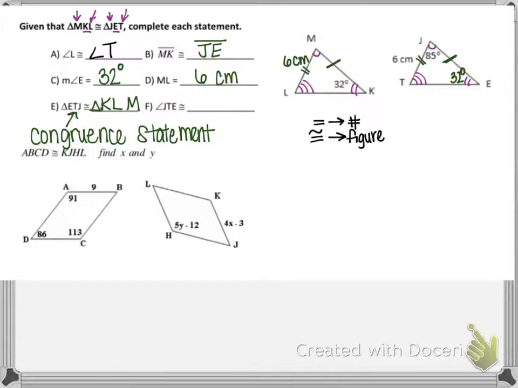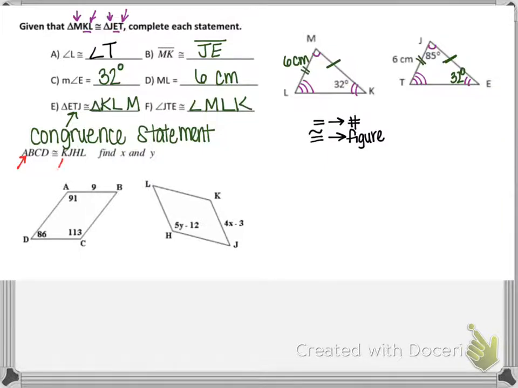And now we can do the exact same thing, because I'm looking for angle JTE is congruent to angle... Well, angle J corresponds with M, and then T corresponds with L, and then E corresponds with K. So angle JTE is congruent to angle MLK. So writing these congruent statements in the correct order is super important.